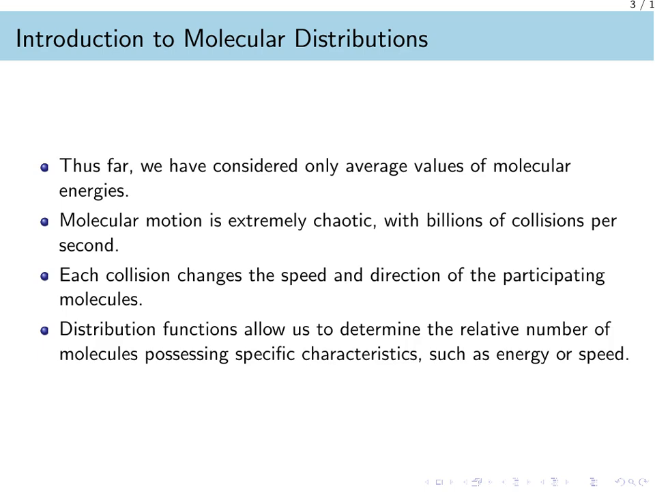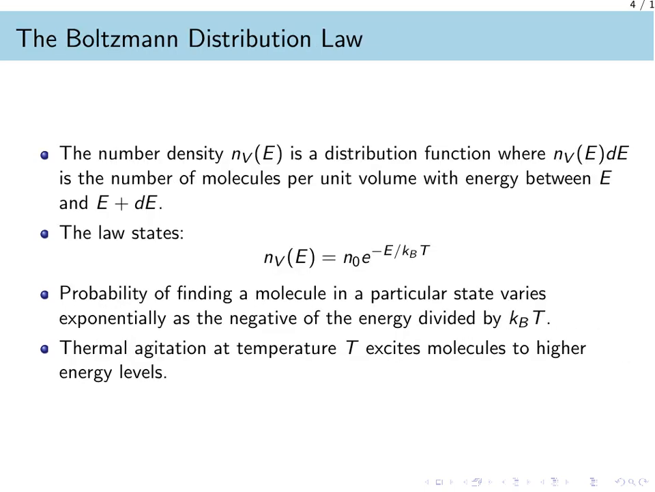Because of this complexity, we use distribution functions. These mathematical tools allow us to determine the relative number of molecules that possess specific characteristics, such as a certain range of energy or speed, rather than trying to track every individual particle. The Boltzmann distribution law is fundamental to understanding these systems.